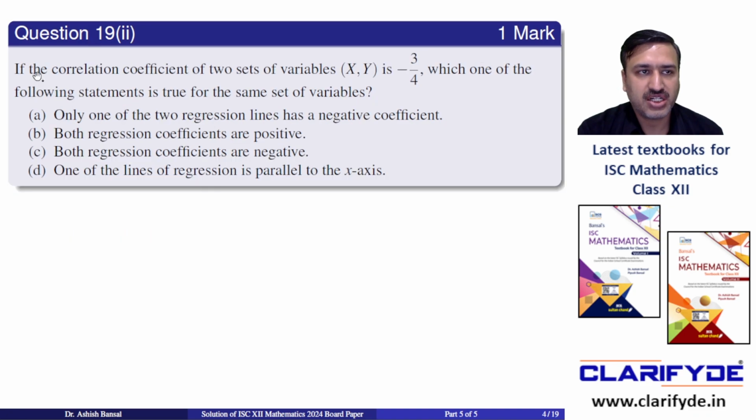Question number 19, second part. If the correlation coefficient of two sets of variables x, y is minus 3 by 4, which one of the following statements is true for the same set of variables? We have to pick the correct option. The option C is correct. We know that r, the correlation coefficient, and the regression coefficients byx and bxy have the same sign, and the correlation coefficient is given to be negative, so both the regression coefficients are also negative.